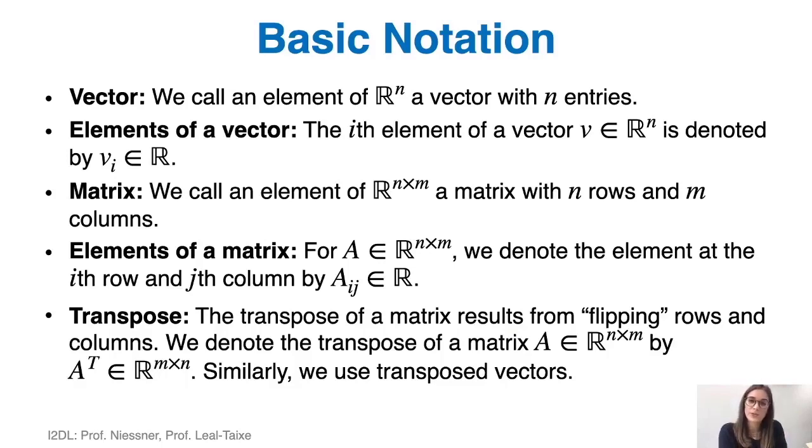This concept of transpose is used similarly for vectors. So you can also flip rows and columns in a vector. A vector like this will then be a lying vector. So then you don't have a vector in R to the power n times 1, but rather an element in the set R to the power 1 times n. So yes, you can also transpose vectors, is what I want to say here.